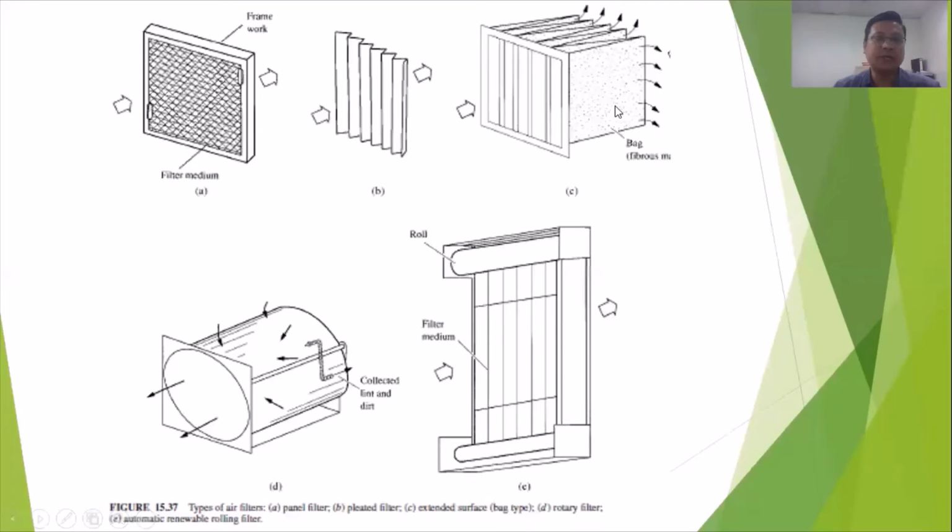This one is a type of air filter. You can see A until E. In A we call the panel filter, and then next B, pleated filter, and then the C type is extended surface bag type. This is one package with the filter.